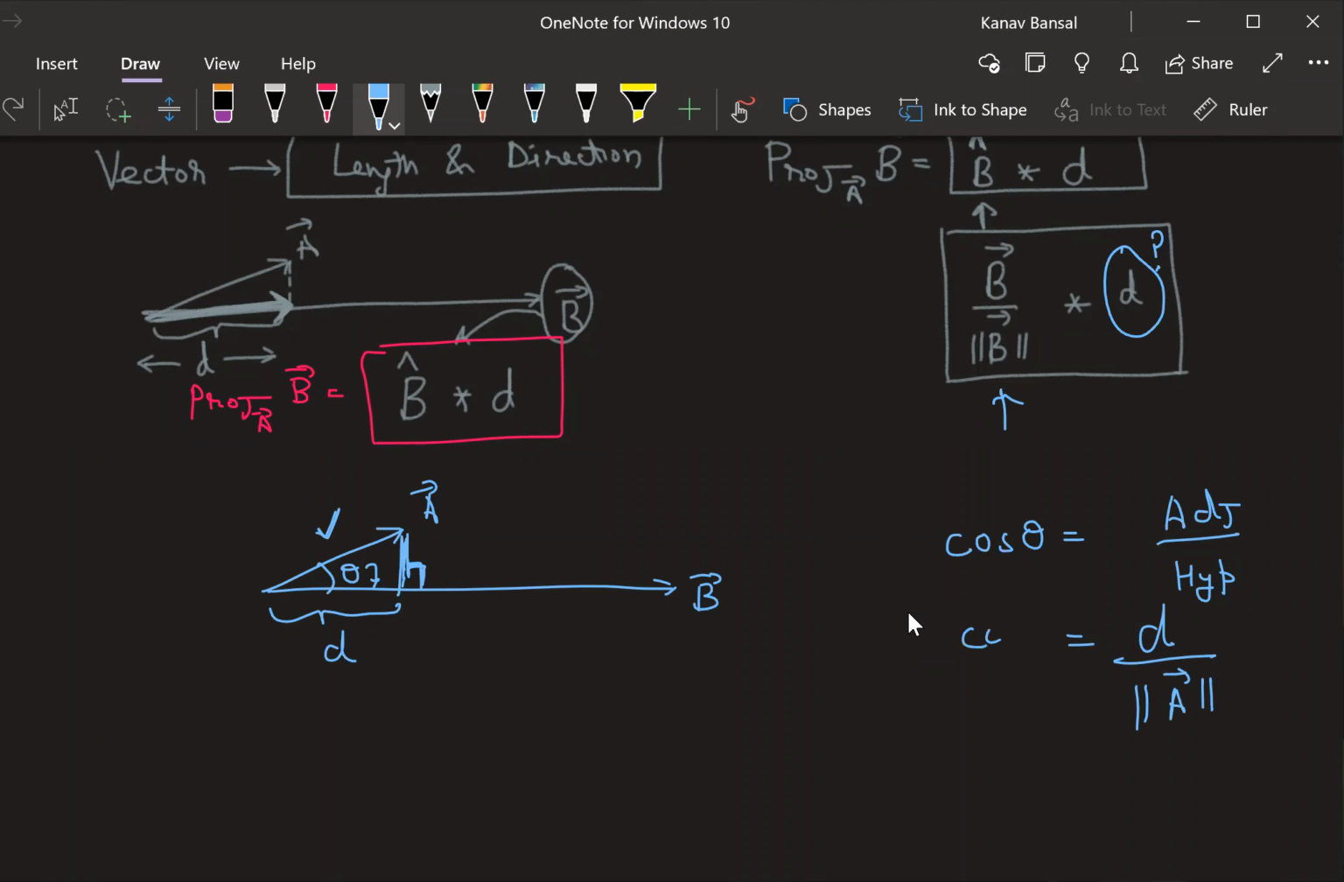No worries, Lucifer. Even if you are poor with trigonometry, you just need to know that these are the equations. Even if you don't know the equation, just go back to Google and see what the equation of cos theta is. That's it.